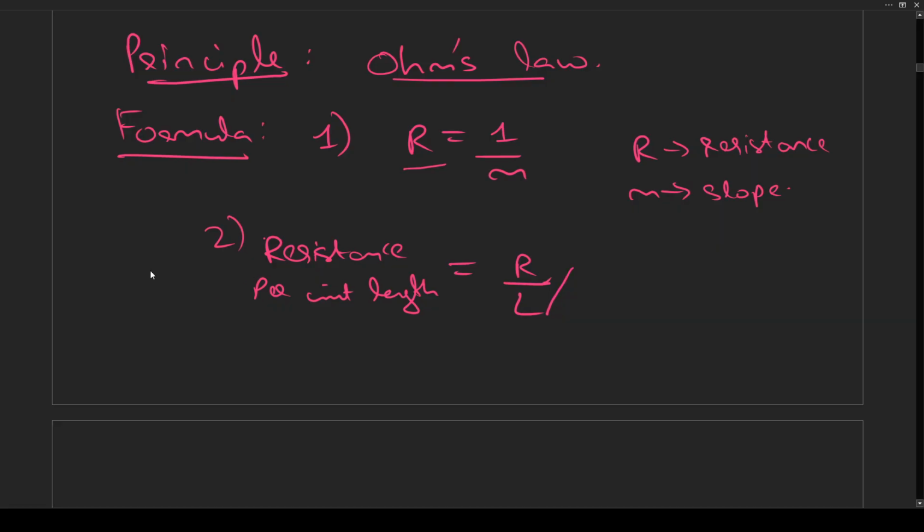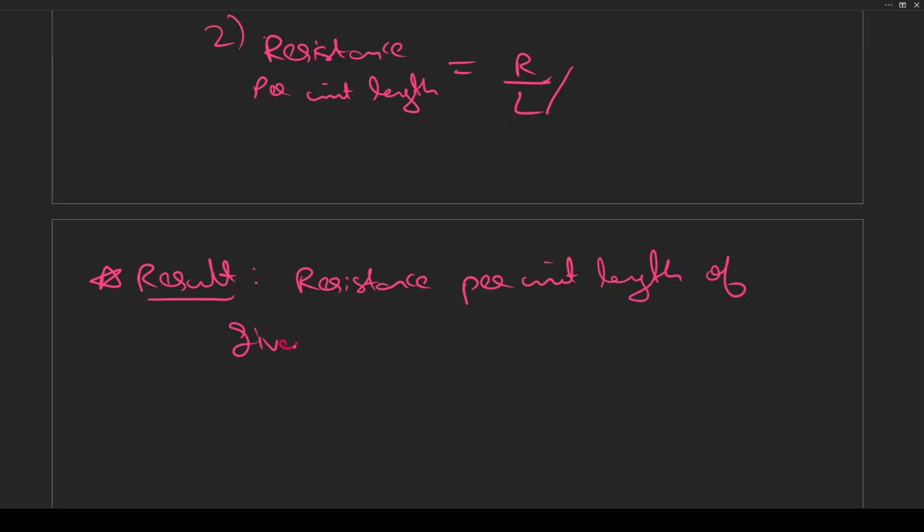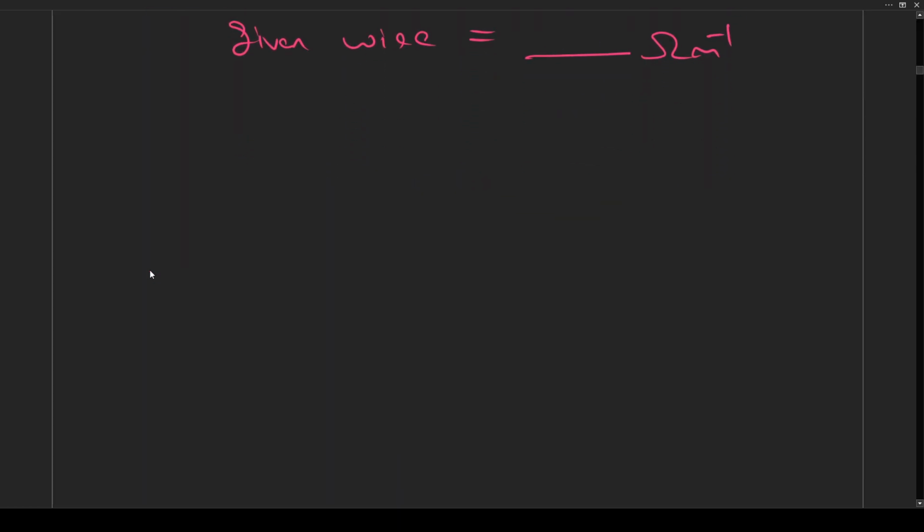Finally, result: resistance per unit length of given wire equals dash ohm meter inverse. Resistivity unit is ohm meter. Resistance per unit length unit is ohm meter inverse. Okay, that's it with this experiment.